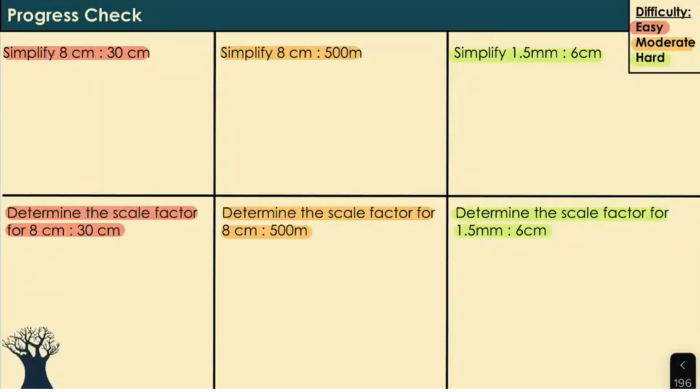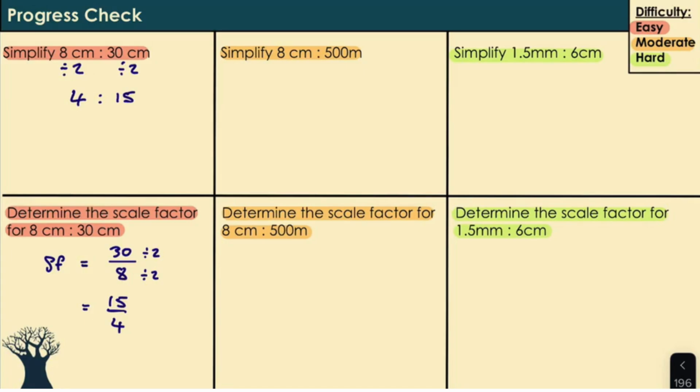Progress check. Have a go yourself, then check your answers with mine. First question, simplify 8 centimeters to 30 centimeters. So we see the greatest common factor is 2. So we divide by 2 on both sides, and we get 4 is to 15. Below that, determine the scale factor for 8 is to 30 centimeters. For our scale factor, we divide the second measure by the first. And again, we divide by 2 on the top and the bottom, and we have 15 over 4. So the real life size is 15 over 4 times bigger than the drawing size.